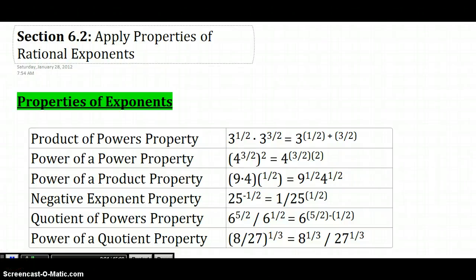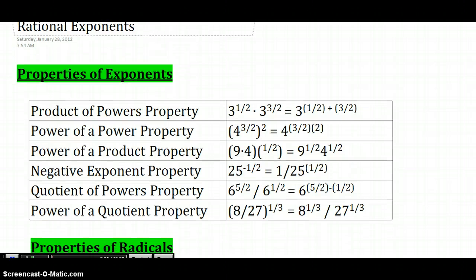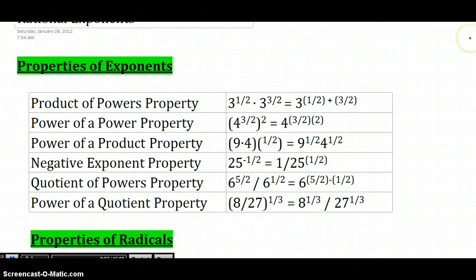Section 6.2 is on applying properties of rational exponents. The first thing we're going to go over are properties of both exponents and radicals. You should already have the properties of exponents in your notes, but I'm just going to refresh your memory. So you don't need to write them down if you already have them from the previous section.